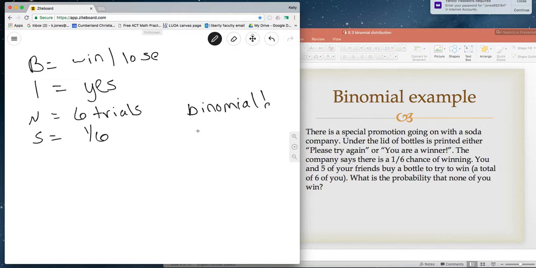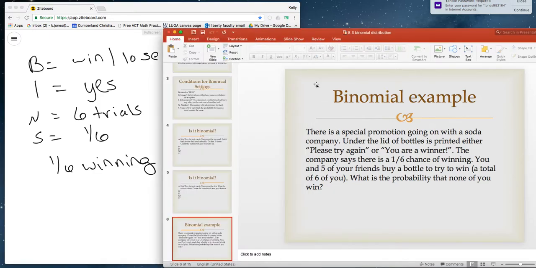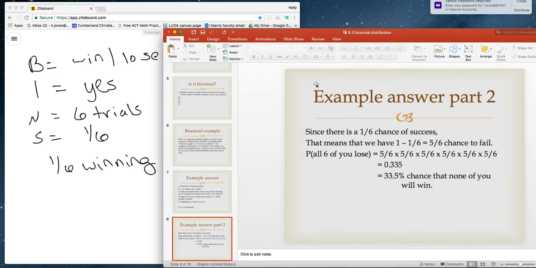So now we can calculate. What we're interested in is the probability that no one wins. Well, if there is a 1 in 6 chance of winning, it should make sense that there is a 5 in 6 chance that you lose. I hope that makes sense because 1 plus 5 equals 6, and 6 divided by 6 is 1, which is 100%. Remember, our probability always has to add up to 1. So here is just me going through and showing this. So this can be in your notes of how we checked it. But now let's actually answer the question.